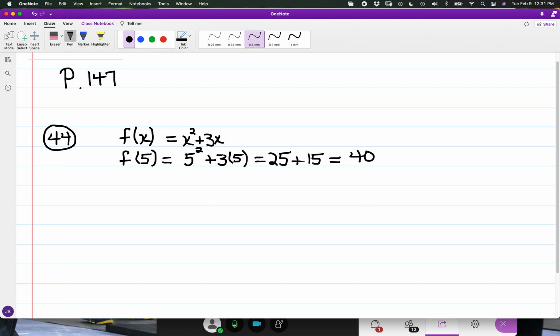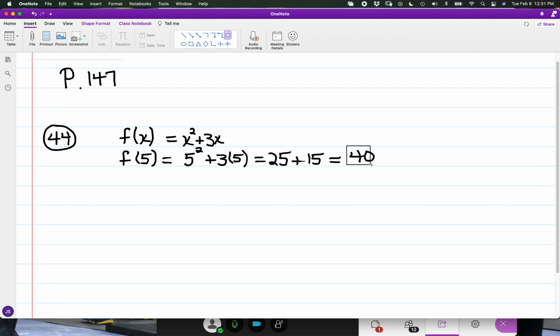So if you had the graph of y is equal to x squared plus 3x, among the many points that would belong to the graph of this function would be (5, 40): 5 for x and 40 for y.